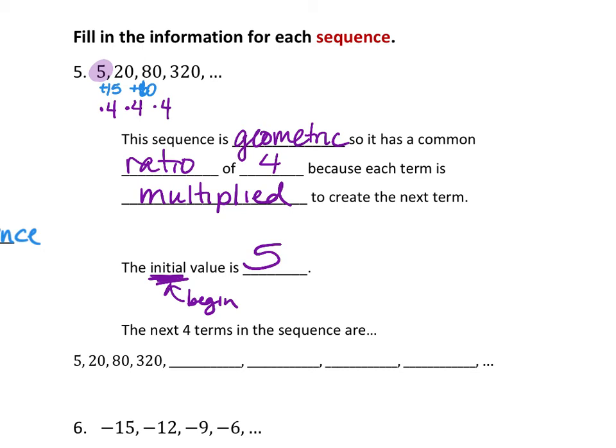Therefore, we know we can create more terms in the sequence by starting with the initial value and multiplying by 4 every time. So if we continue this, 320 times 4 is 1,280. 1,280 times 4 is 5,120. These are from a calculator, y'all. Then we'd have 20,480, and then 81,920, and on and on. The sequence would continue to grow very quickly because we are multiplying by 4 each time.